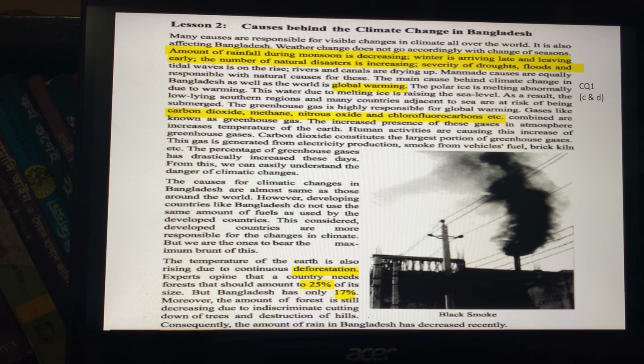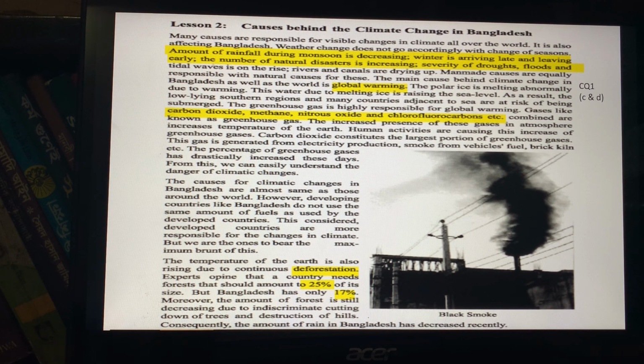Now the question is, why is this global warming happening? Because of greenhouse gases like carbon dioxide, methane, nitrous oxide, and chlorofluorocarbons, etc. These gases are increasing. That's why the temperature of the earth is increasing. And why are these gases increasing? Because of human activities. What are we doing? We are producing a lot of electricity, and that's why these gases are increasing. Then we are emitting black smoke from vehicles, from industries, from brick fields. So because of all these reasons, this global warming is happening.